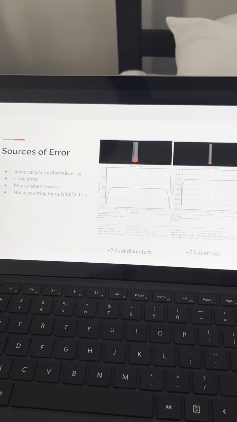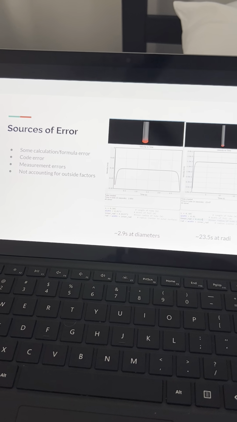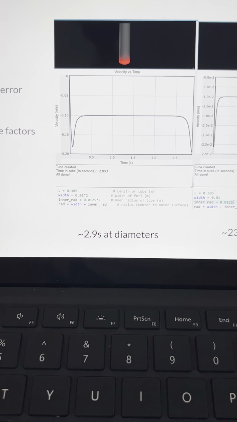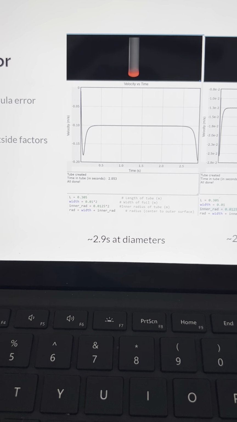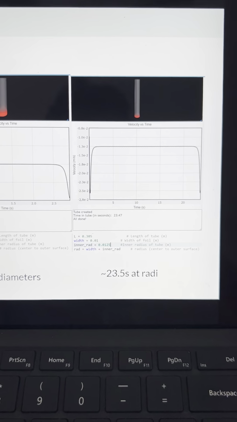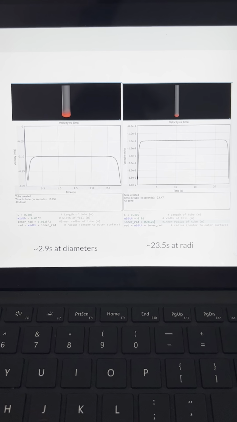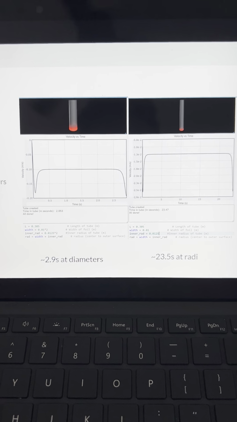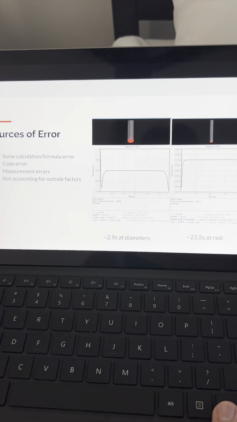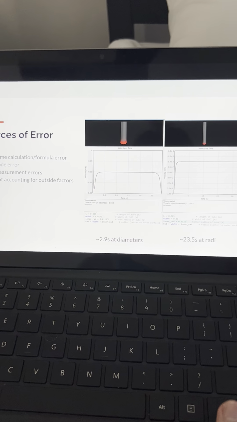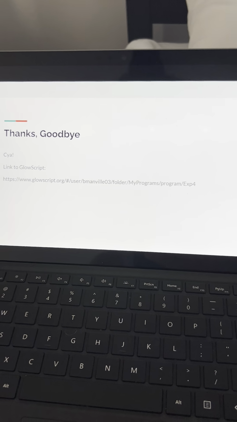So some sources of error could be calculations, formulas, code, measurements, not accounting for outside factors. It should be mentioned that I had to multiply the width and the inner radius by 2. So basically I had to use the diameter instead of the radius in order to get the right thing. I'm not sure what was up with this, but the one on the left gave pretty close results to the actual thing. So that was a source of error that I'm not sure where it came from. I looked for an hour, couldn't find it. But yeah, that's it.